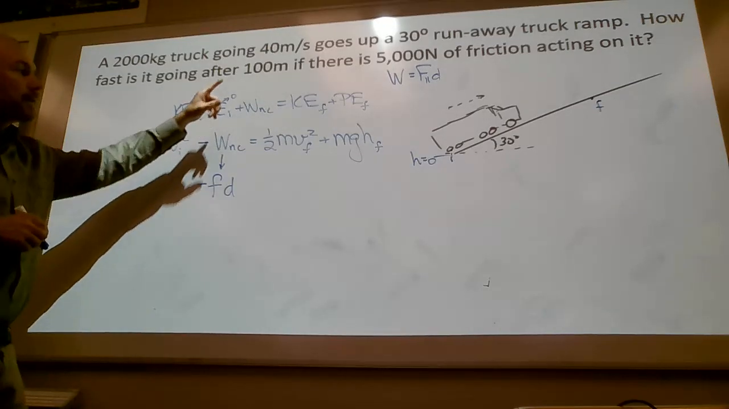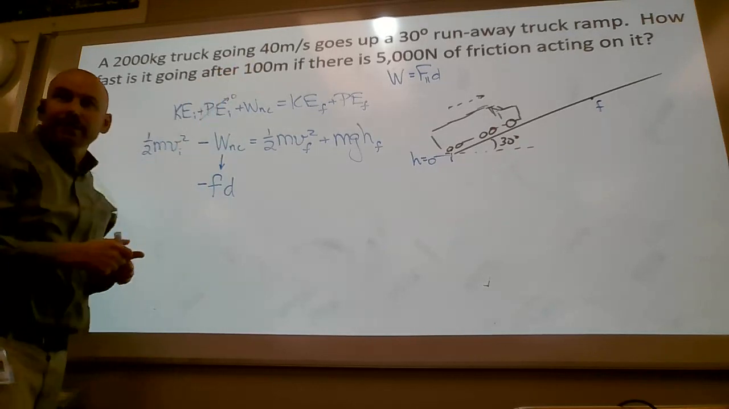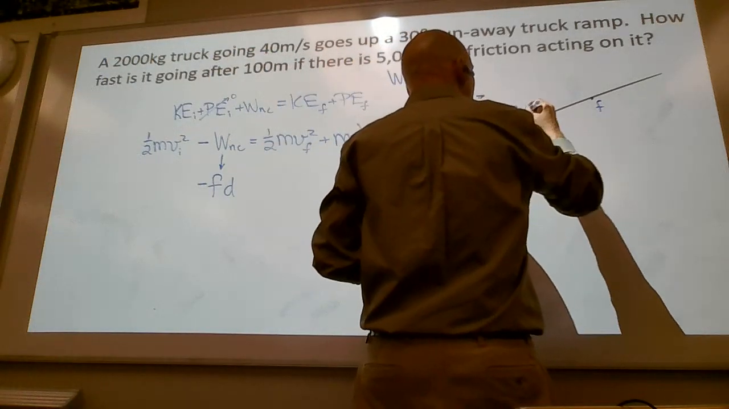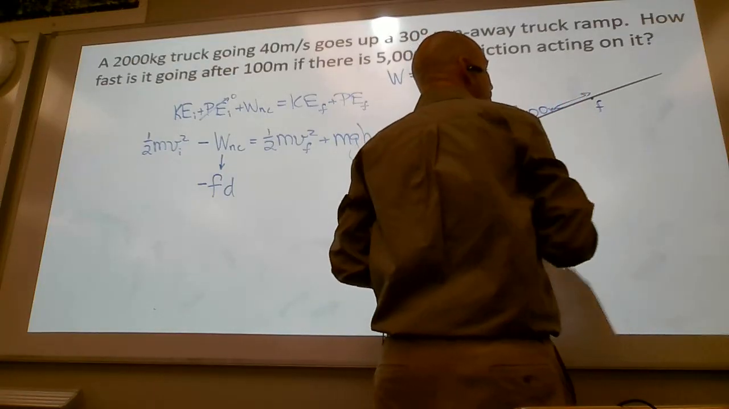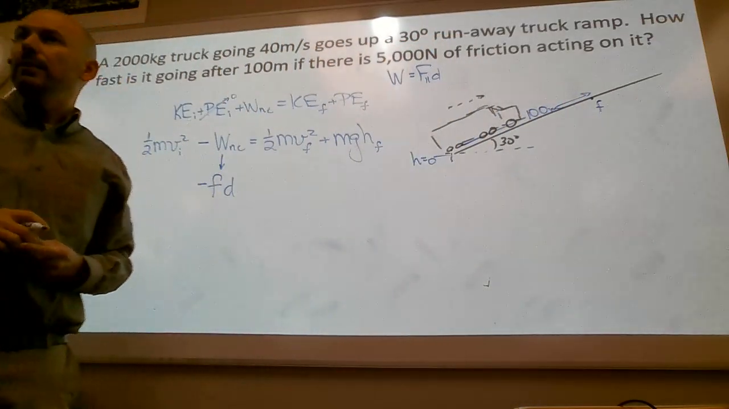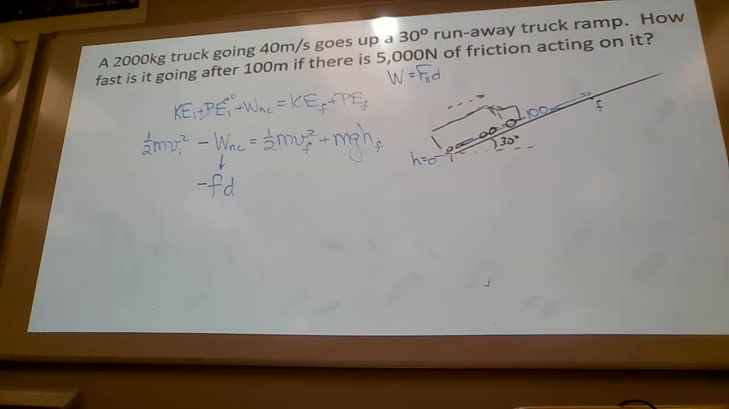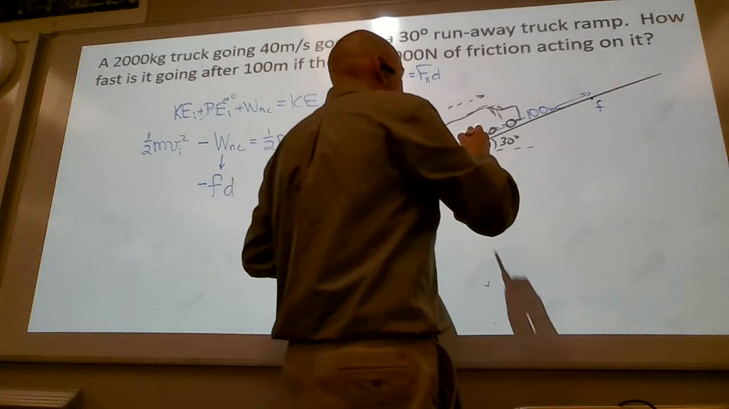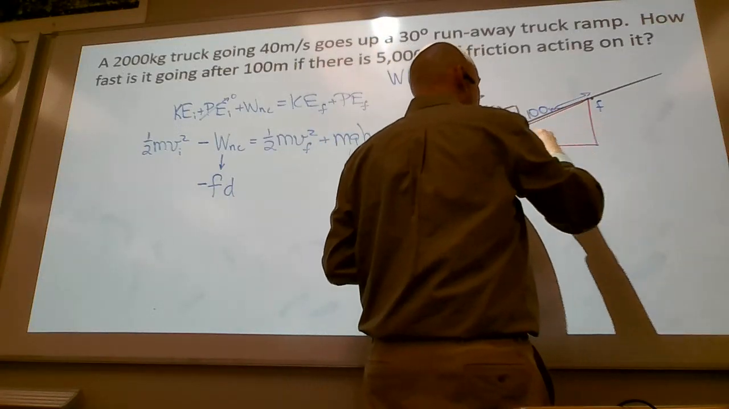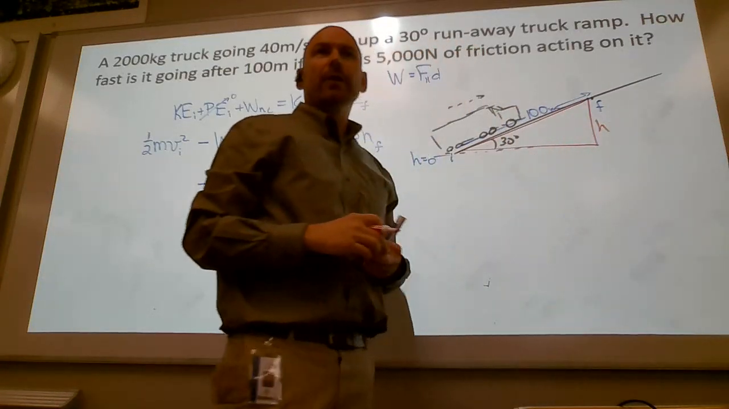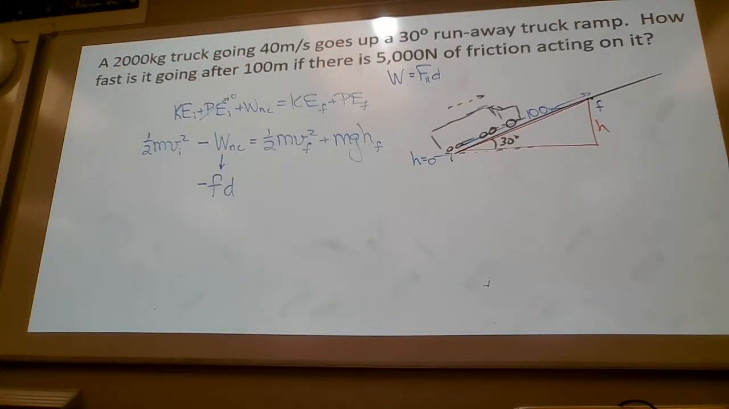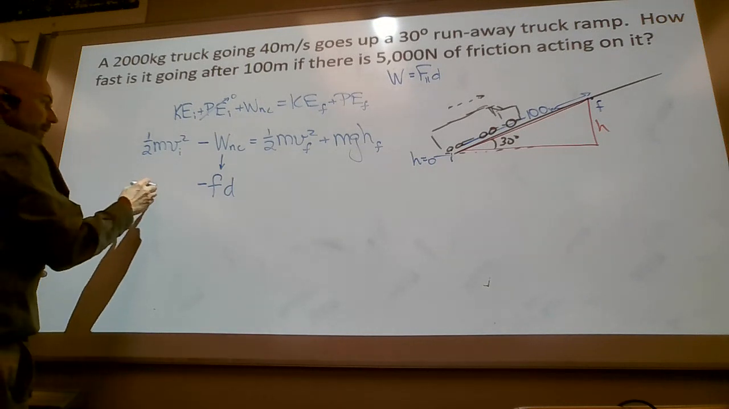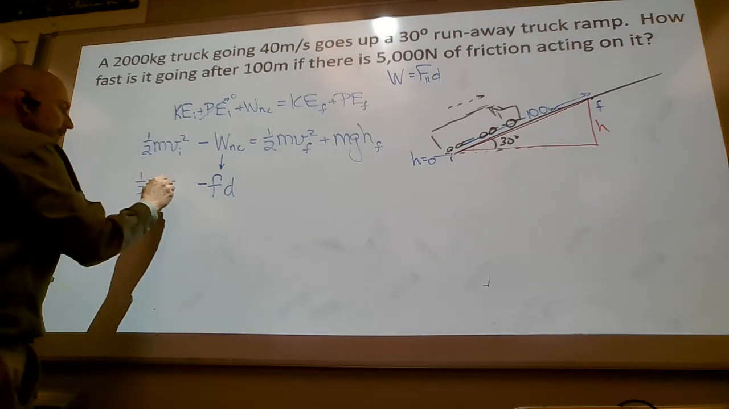So 100 is your distance. This is how far up friction travels, 100 meters. Your height, you're going to have to draw this triangle to find your vertical distance above ground, like it's the height, it's the elevation. Good with that? Okay. So what this is going to look like is this.